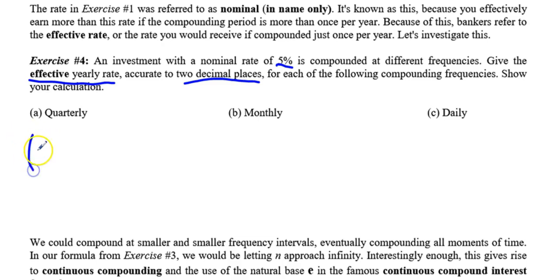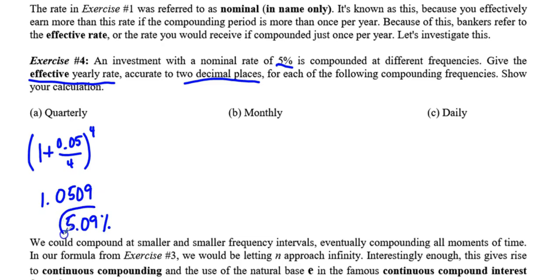Okay, so for the quarterly, we don't even know the initial amount, so we'll just leave that blank. But the rate would be 5%, get my leading 0 in there, divided by 4, because you're going to get it 4 times a year. So when you do that math, 1.0509, make that into a percent, rounded off to 2 decimal places. So in fact, the effective rate, what you're actually getting, is 5.09%, not just 5%.